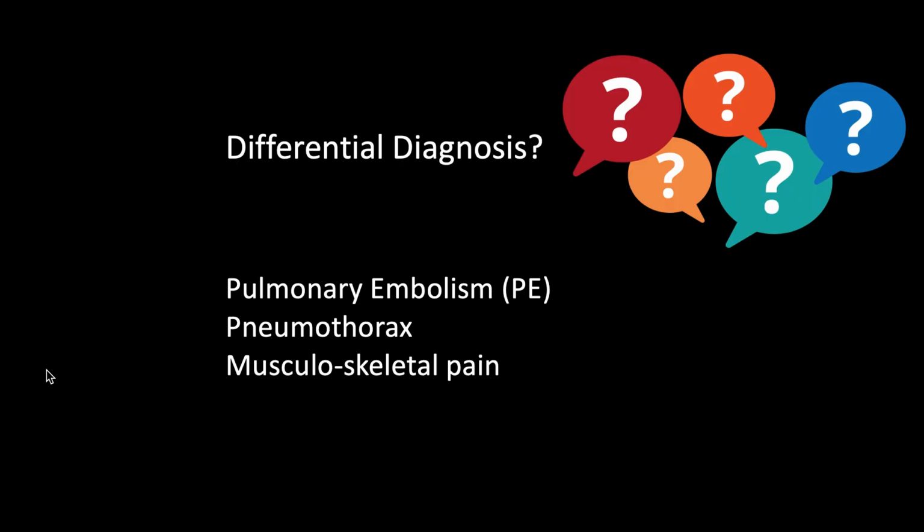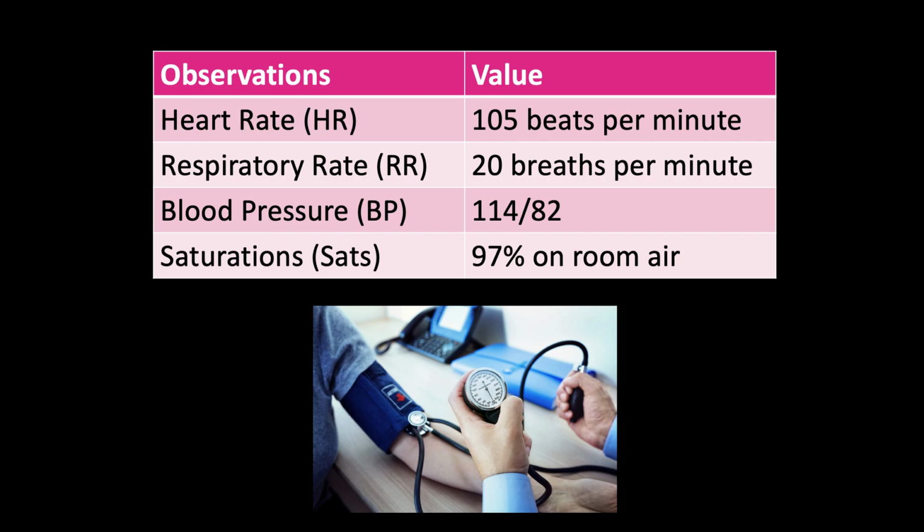So at this point, what are we thinking in terms of differential diagnoses? Pulmonary embolism, or PE, is a possibility. Pneumothorax, also a strong possibility. But it could be something more benign, like musculoskeletal pain. So we continue assessing this patient.